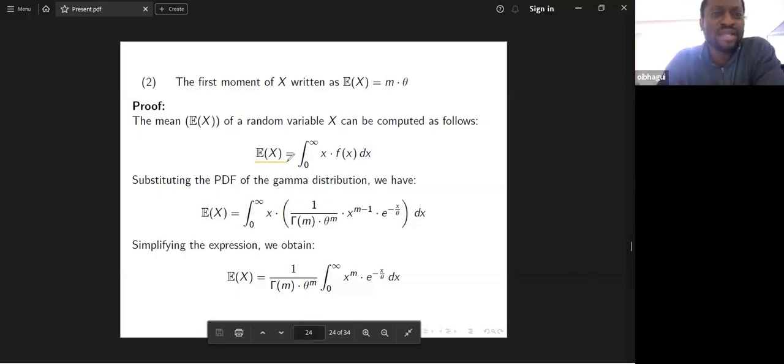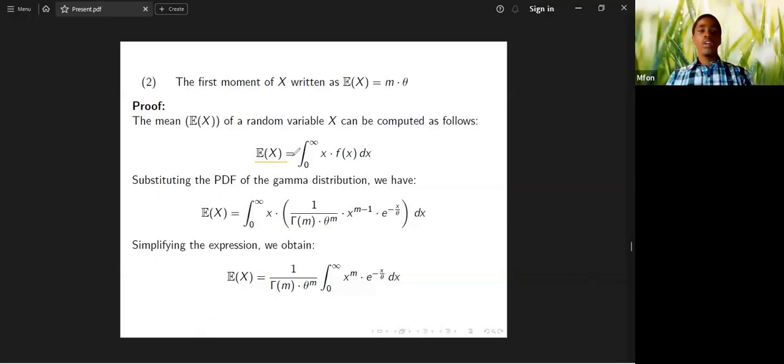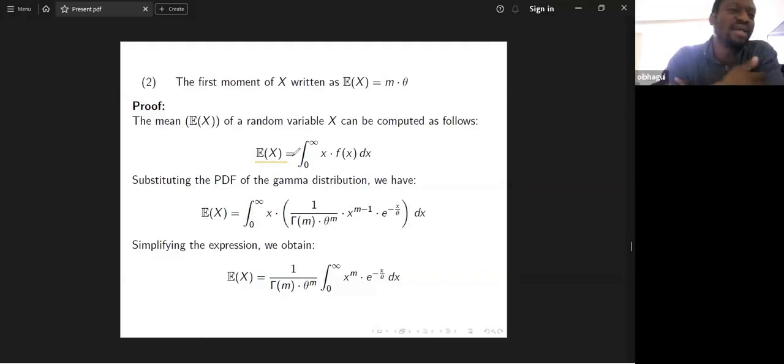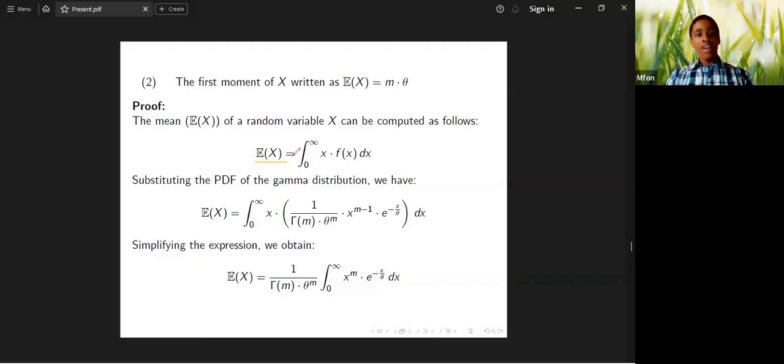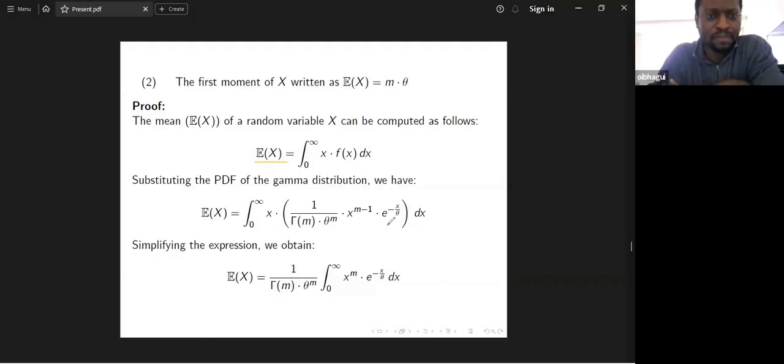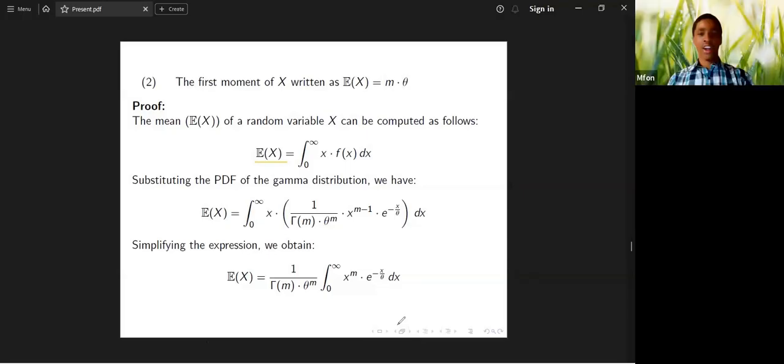Can you tell us what moments are? Can you explain to us what the first moment is? Because some of us are not statistics people, so we need to know what these moments are. Okay. The first moment of a random variable is also known as the expected value of that random variable, or the mean of the variable. It helps us to determine the mean of the random variable. That's what the moment is. It's just the mean.